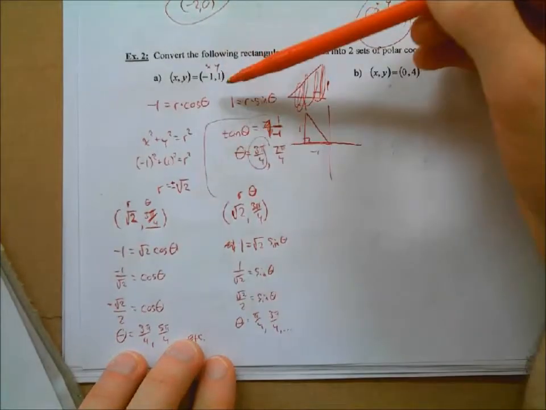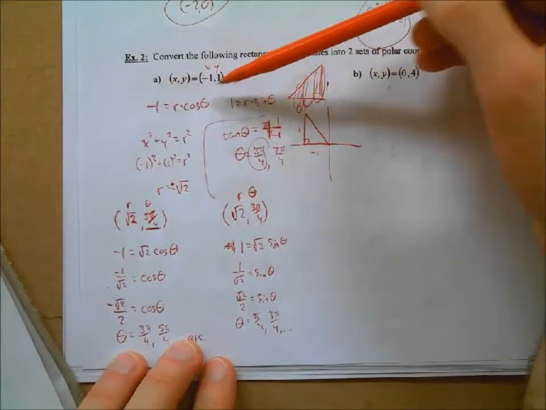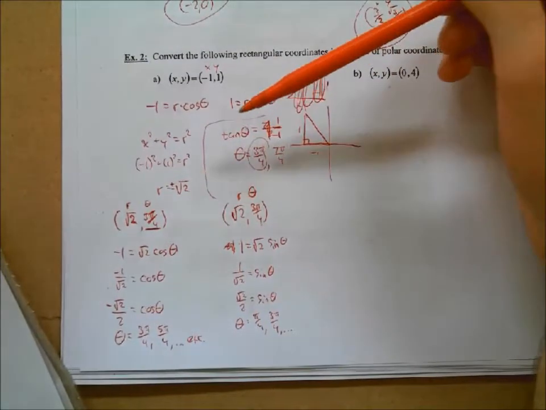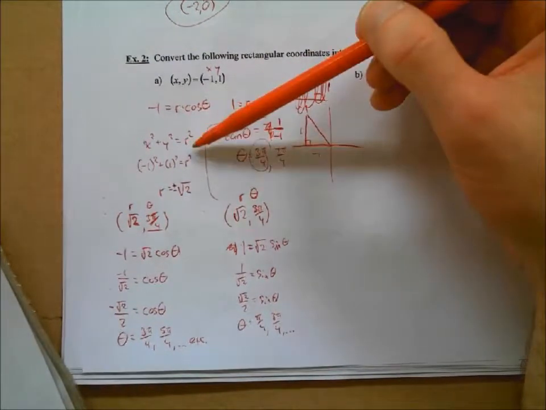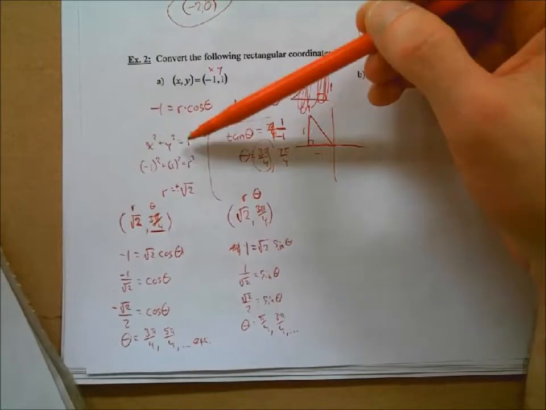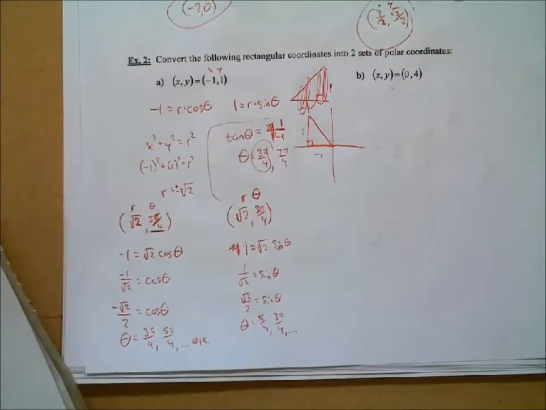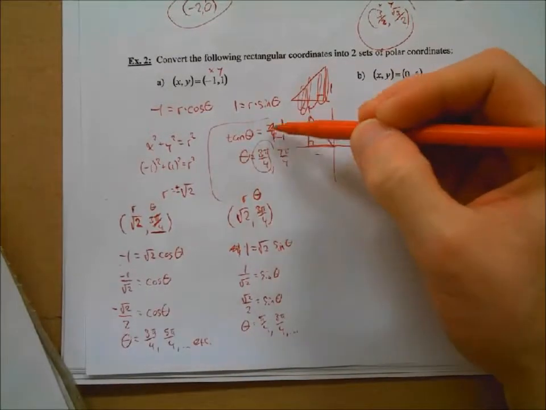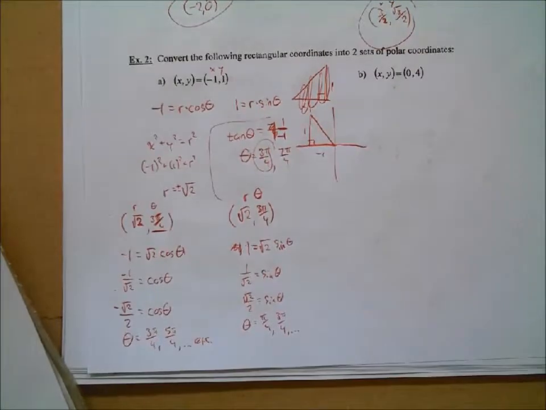So -1, 1, we want to find r and theta. Let's summarize here. You can find your r by using the Pythagorean theorem, and you get plus or minus √2. So there are two different r's you can use. And then you can also use tangent of theta to get your thetas as well. So it's a matter of pairing up the right r with the right theta, and knowing which one goes with which.